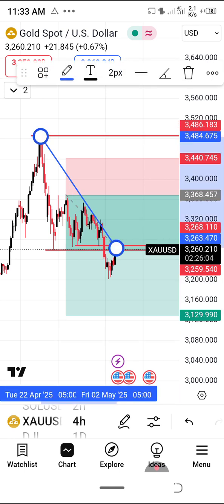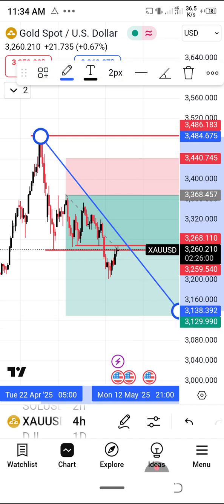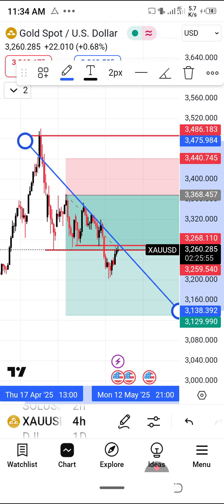So what we're gonna conclude here is that from here, you draw your trend lines. As you can see, the current market movement is this. This is the current market movement. The market has broken this area.